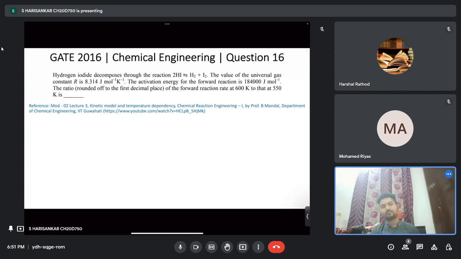So this is a question from the reaction kinetics part of chemical reaction engineering, and the reference can be found in module 2 lecture 3, kinetic model and temperature dependency, Chemical Reaction Engineering 1 by Professor B. Mandal, Department of Chemical Engineering, IIT Guwahati. In this question, they have given us a reaction which includes the formation of hydrogen and iodine from hydrogen iodide. So the reaction is 2HI reversibly gives H2 plus I2.